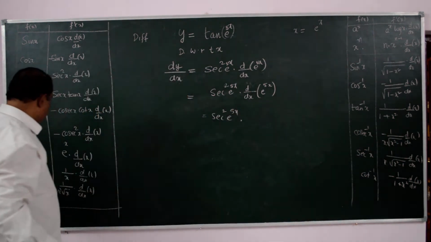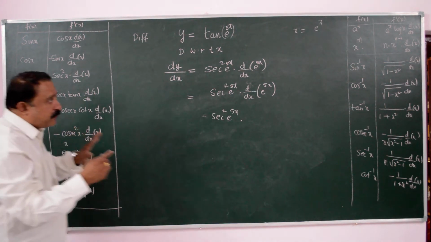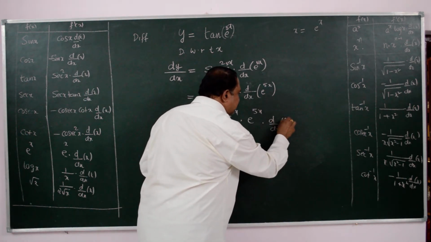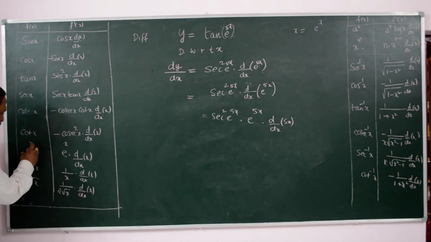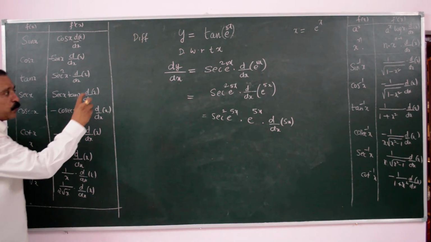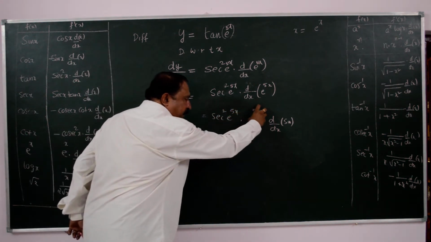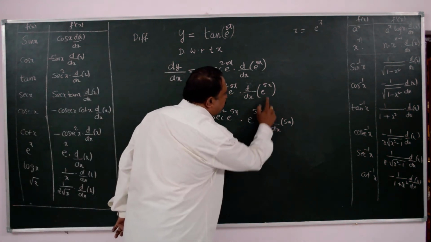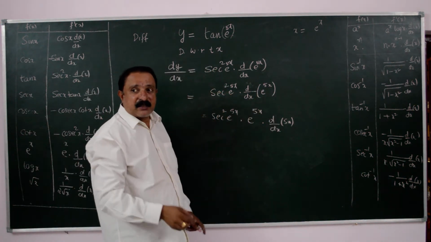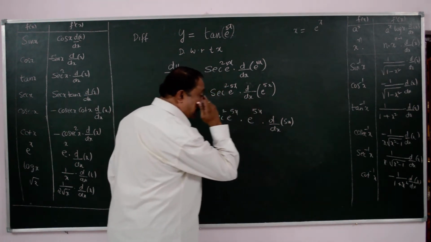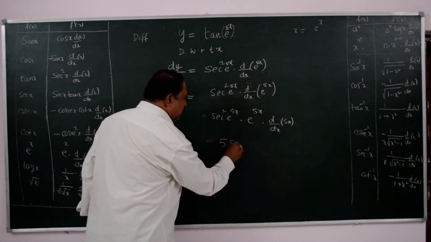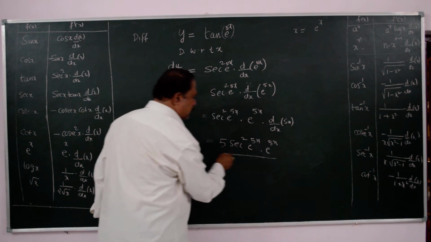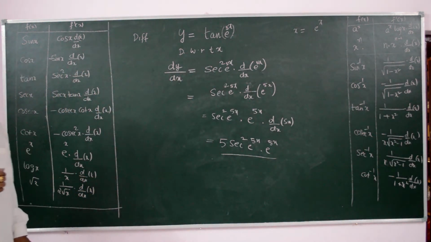Now if you differentiate e power x, you get e power x into d by dx of x. If you differentiate e power 5x, you should get e power 5x into d by dx of 5x. Okay? E power x, if you differentiate, you get e power x only. So e power 5x, if you differentiate, you should get e power 5x, along with that, d by dx of x. So d by dx of x is here, not simply x, it is 5x. And what is d by dx of 5x? 5. So 5 secant square e to the power of 5x into e to the power of 5x. This is the answer. Okay?